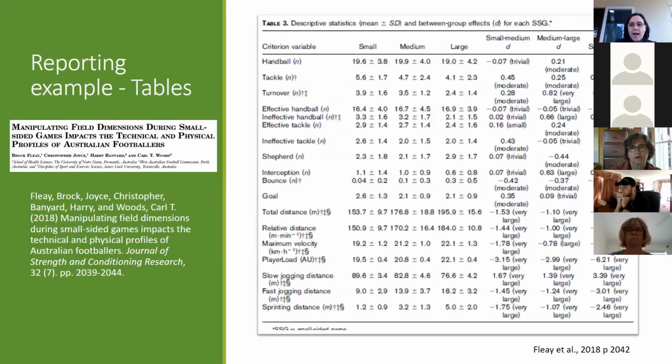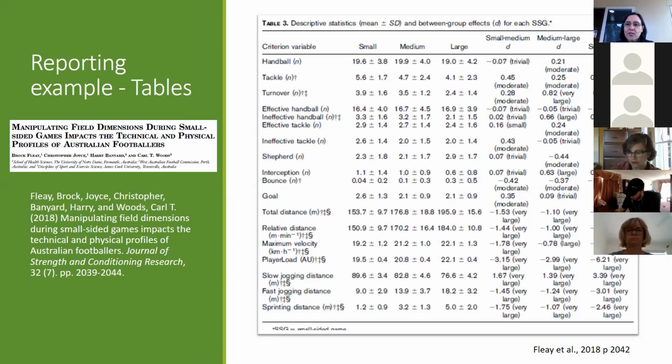The other way is within a table. This is from a PhD student here at Notre Dame, and this is looking at effect sizes for between-group effects. You'll note in this example that this person has not only reported the effect sizes, but also the terminology that's commonly used with effect sizes: trivial, small, moderate, large, very large, okay?